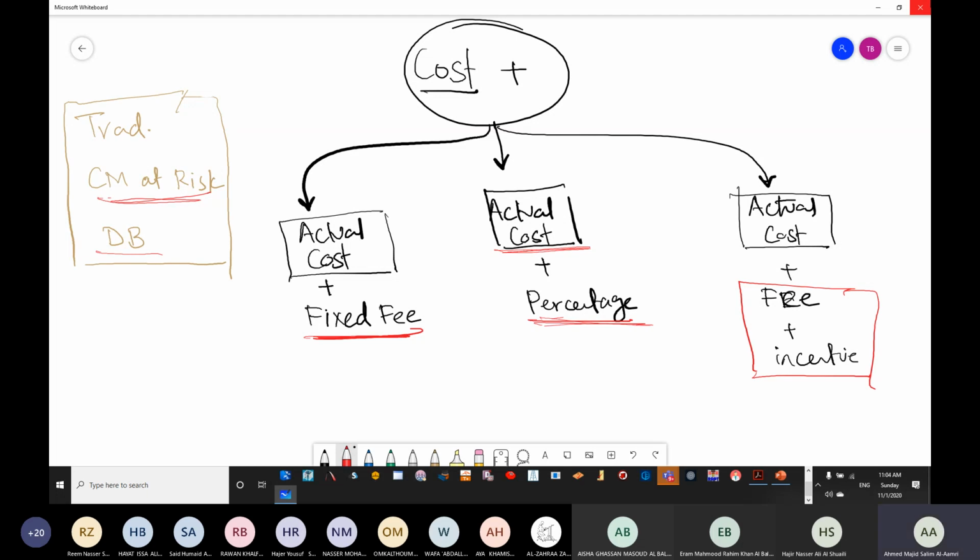So if we have a project that is not very complicated, then we can go for actual cost plus fixed fee. It's a huge project. We cannot do the quantities from the beginning, but it's not complicated. So it's actual cost plus fixed fee. Now, if we have a project that is so huge and so complicated, the contractor will not enter unless the profit is guaranteed. And the profit is guaranteed more in percentage. Are we okay?